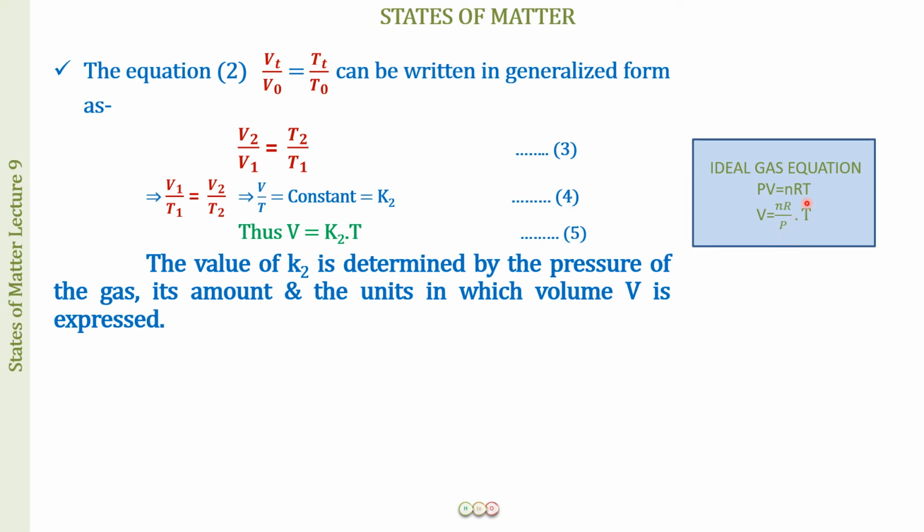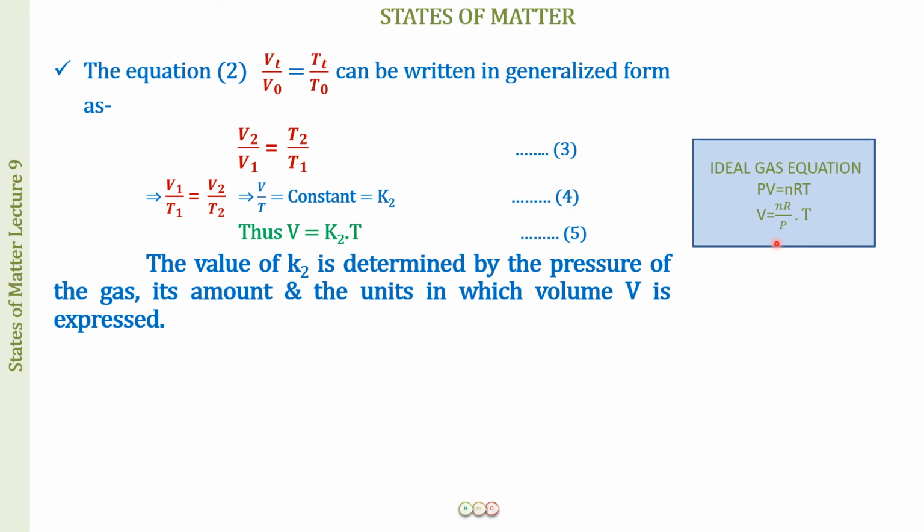Right? So R is a constant. Obviously a constant is not going to matter. It is not going to change the value of K2. What is going to change the value of K2? It is going to be the number of moles of the gas and the pressure of the gas. So the value of K2 will be dependent upon the mass of the gas, the amount of the gas, or the number of moles of the gas, and the pressure of the gas.